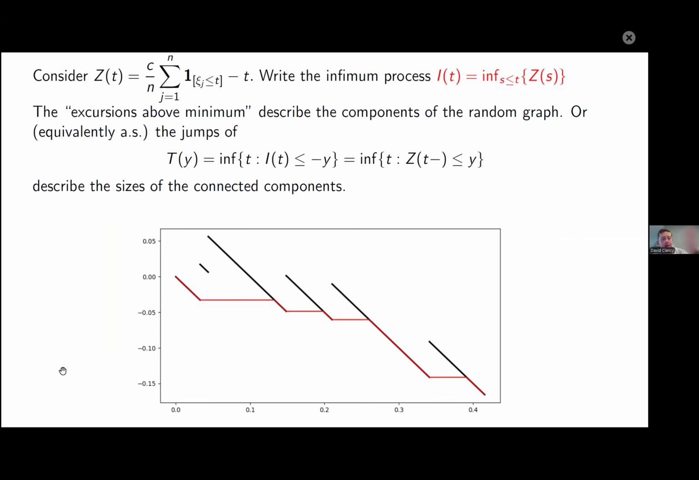So let me write down symbolically what this encoding does: the excursions above the minimum describe the components of the graph, scaled by this factor of c over n. Or by rotating our heads 90 degrees and looking backwards through the screen, we can look at the inverse function of this running infimum to have the jumps of the first hitting times of levels.